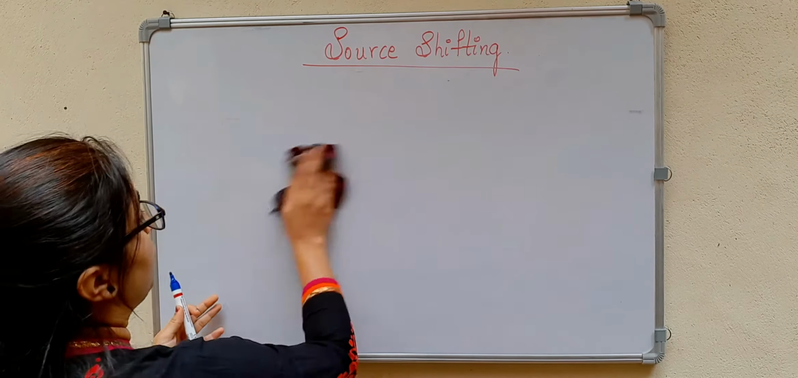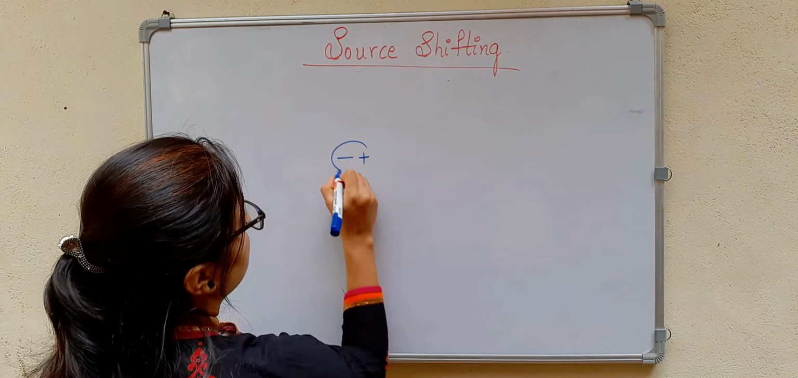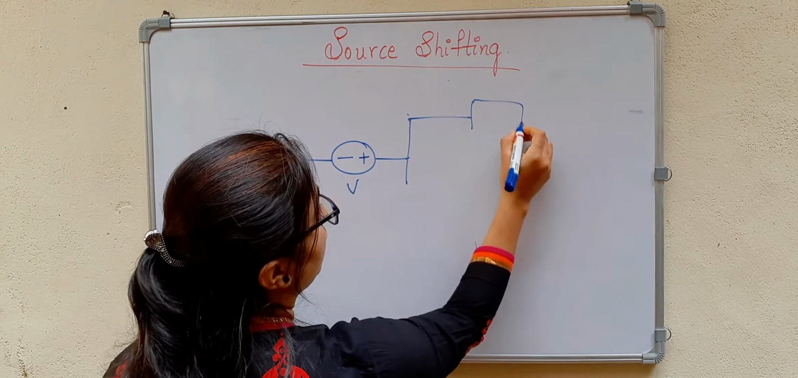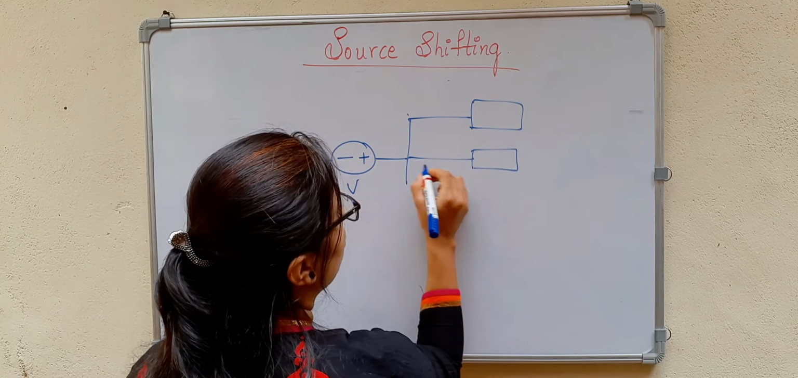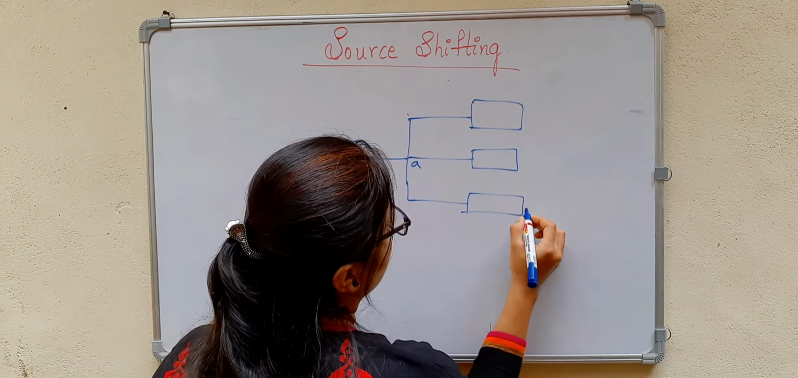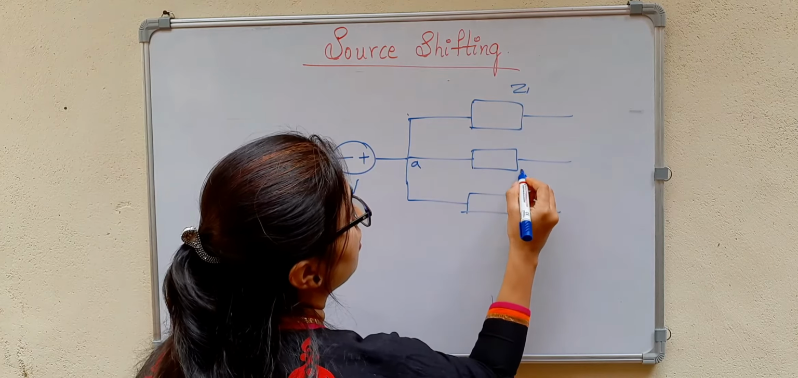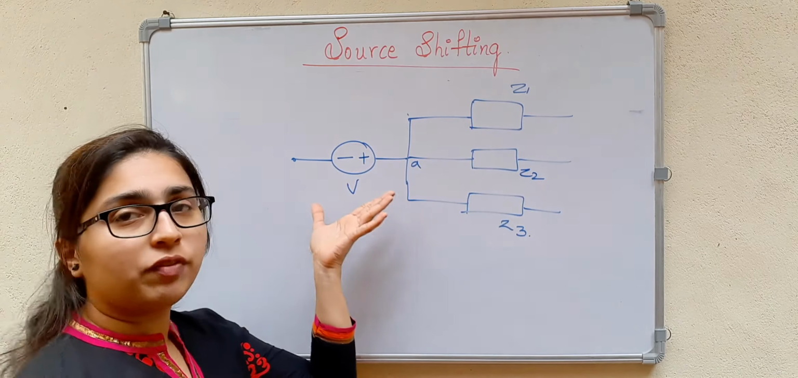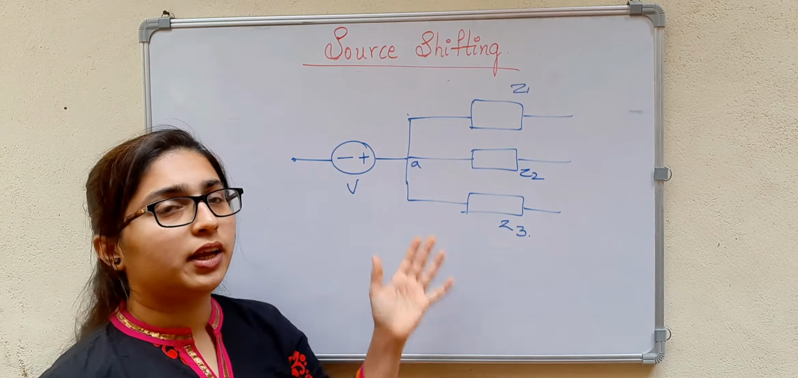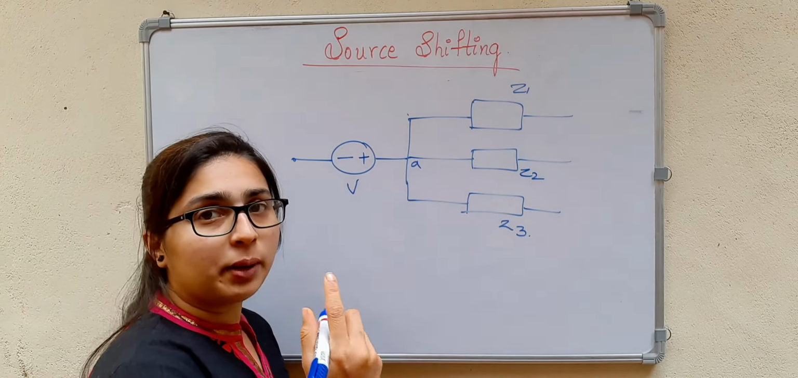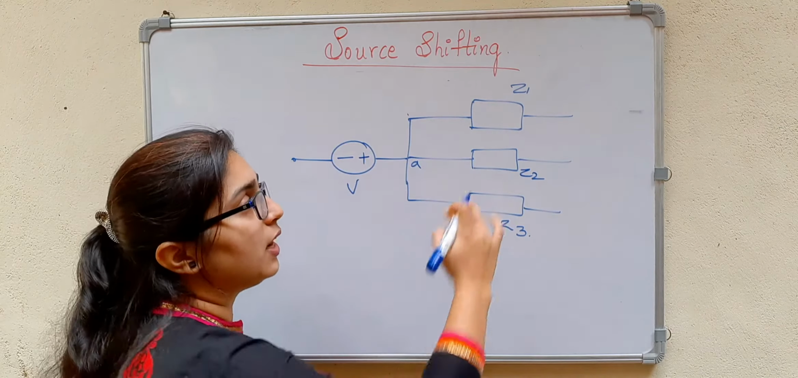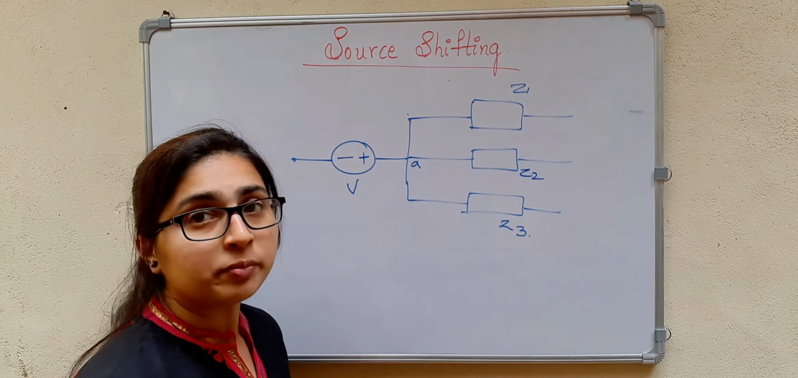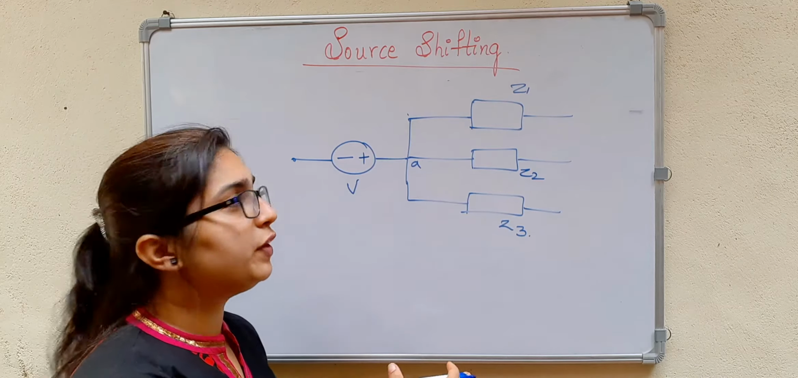I have a voltage source V. Now this is connected to different branches like this through a node A. This is Z1, this is Z2, and this is Z3. So these are the three impedances. Now again we cannot apply the source transformation technique here because there is no one impedance which is in series with the voltage source. There are three impedances here now. So this is one way, this is one way, and this is one way. So now here I can apply the source shifting technique.